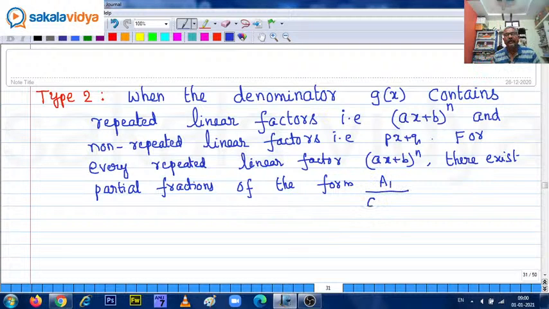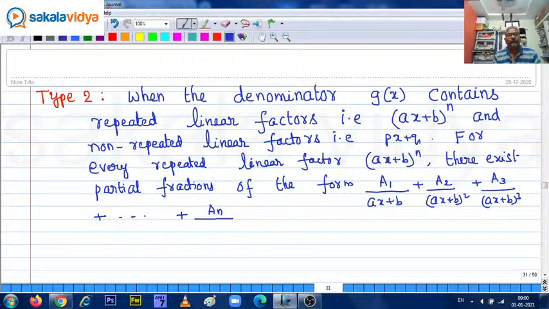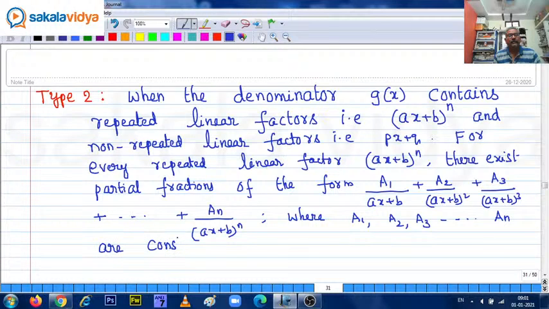a1 upon (ax plus b), plus a2 upon (ax plus b) whole square, plus a3 upon (ax plus b) whole cube, and so on, plus an upon (ax plus b) whole to the power of n. Here a1, a2, a3, and so on up to an are constants that need to be evaluated. If you are able to find these constants, that's all. The partial fractions of type 2 also we can find out.